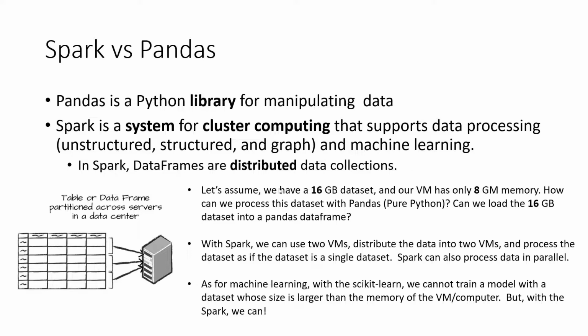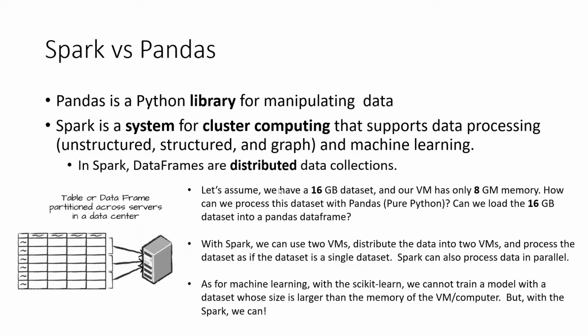We need, of course, two computers, but we can create a single data frame for this 16 GB data set. Then simply process it as a single object. We do not need to write code to partition the data, distribute the data, execute the job in parallel, get the result, combine the result, and so on. We don't need to do anything. Spark does all of this for us. This is the same for machine learning. For example, with Spark, we can have a cluster, and then we can use the aggregated capacity of the cluster to train a machine learning model.